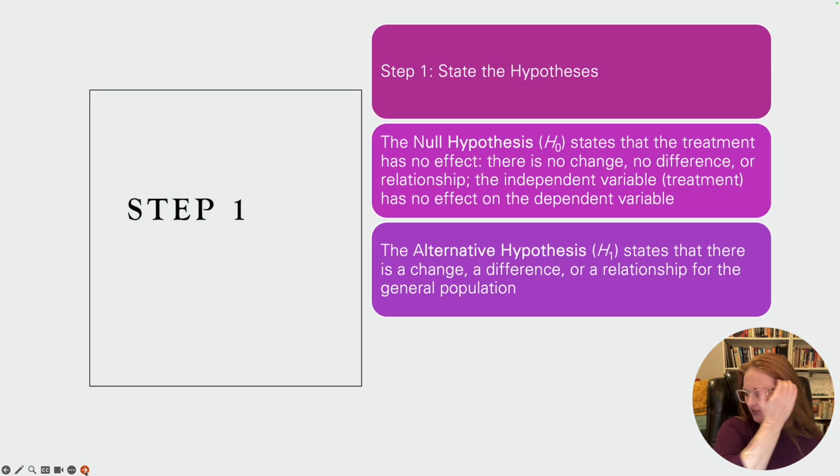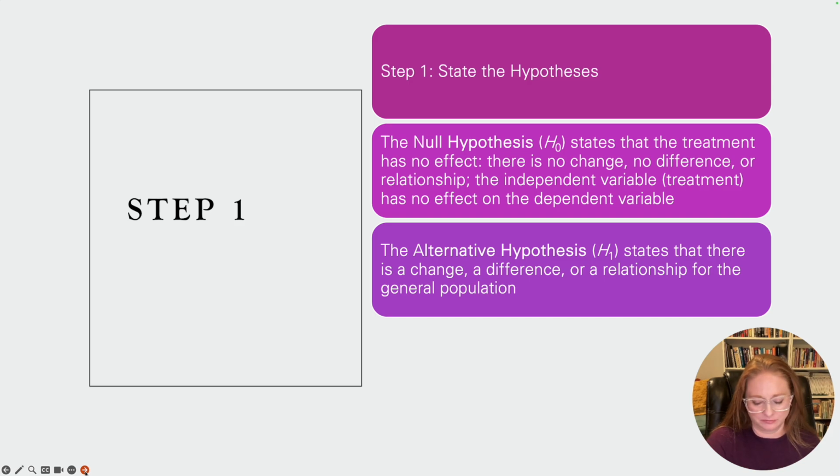Okay, so let's break it down. Step 1, state the hypothesis. And like I said, this is a pairing, right? So you have a null hypothesis and you have an alternative hypothesis. The null hypothesis is notated with an H sub 0. And this states the treatment has no effect, no change, no difference, no relationship. It's null. Nada. Bupkis. Nothing. The independent variable, treatment, has no effect on the dependent variable.